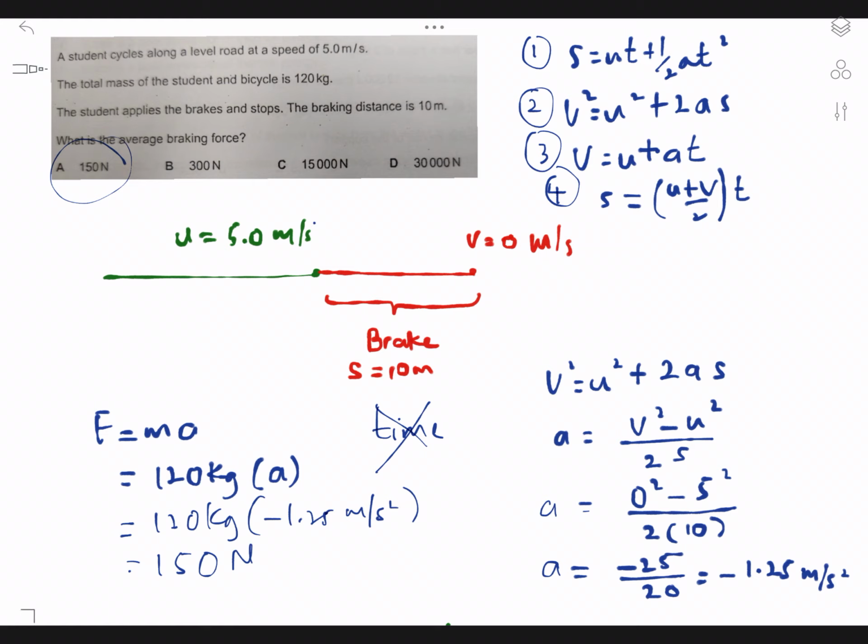Actually, you should write a negative value here, but the negative value in this equation means that the force is actually given in the opposite direction, so that it will stop in the end. So that is why, when you choose the answer, you can ignore the negative sign because it just shows the direction of the force. So the answer is A.